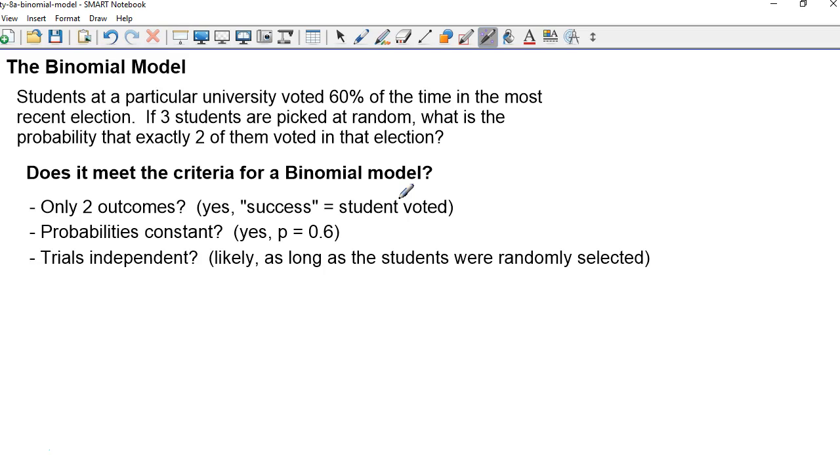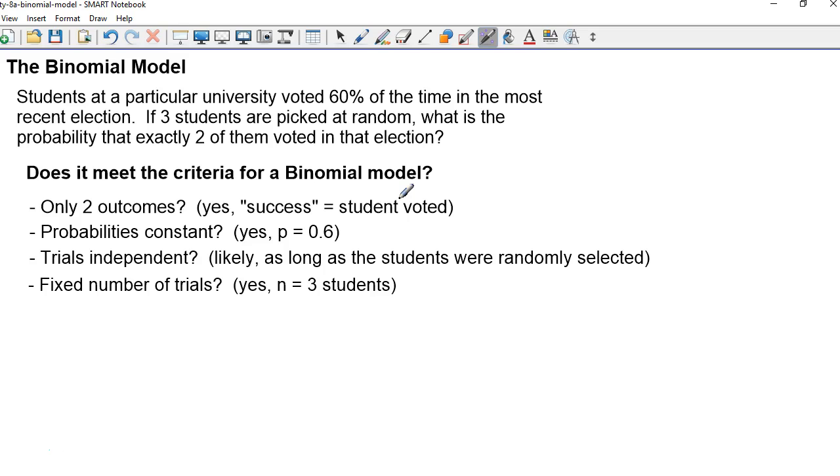Are the trials independent? That's likely to be true as long as the students were randomly selected. It wouldn't be true if, say, we selected 3 people walking together towards the student union. Then, if one student voted, the person next to them might have the same political views. So, that wouldn't be independent. But if we really did randomly pick 3 students from anywhere in the university, it's very likely that the probabilities don't depend on each other.